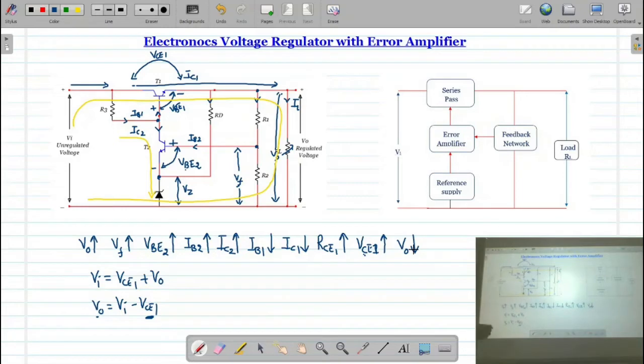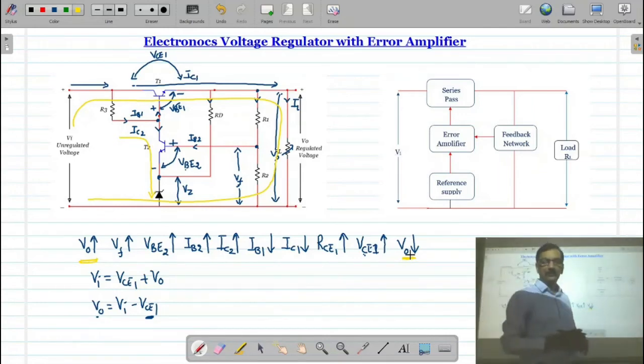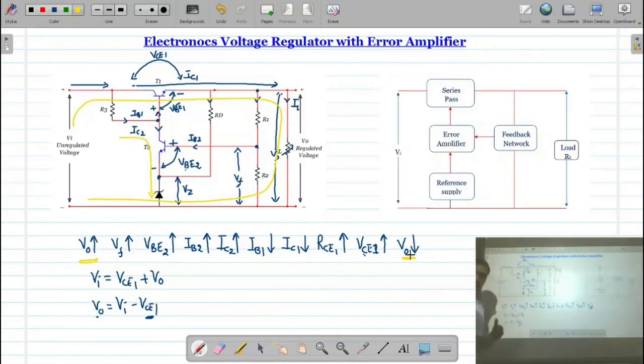Okay. So initially we assumed that my output voltage is increasing, but due to all this feedback process, the output voltage is going to decrease. Means the circuit is going to try to keep this output voltage constant. Correct? Now the same logic you can apply if this output voltage is going to decrease.